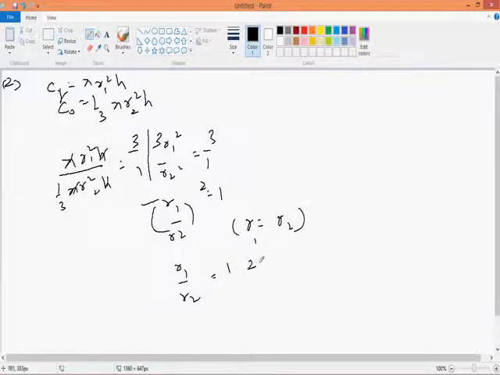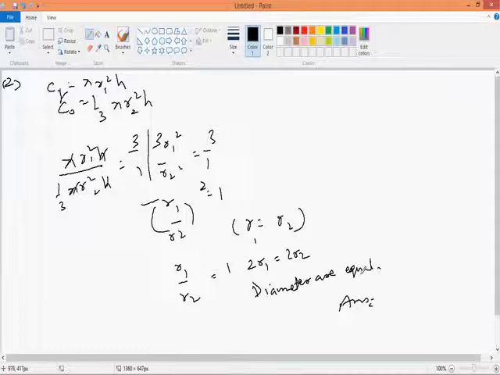If r1 is equal to r2, then 2r1 is equal to 2r2. That means the diameters are equal. So the answer, you have to find the relation between the diameters, is that the diameters are equal. This is the solution of the second question. Moving on to our next question.